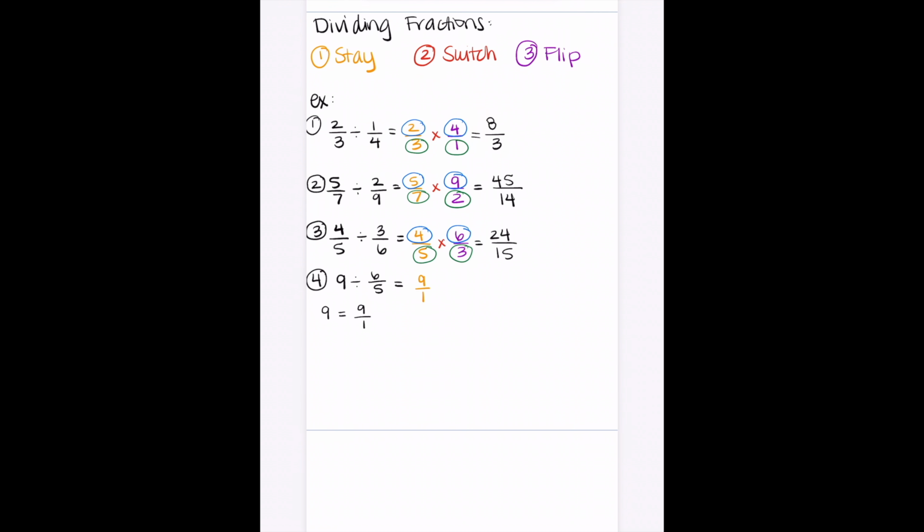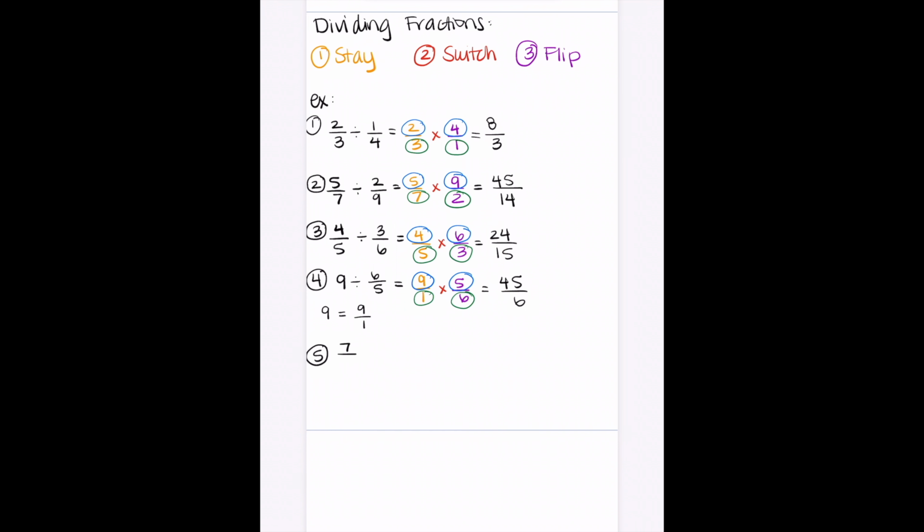We're going to keep the 9/1. We're going to switch division and multiplication, and we're going to flip our fraction to 5/6. So same as before, we'll multiply our numerators together, 9 times 5, and our denominators together, 1 times 6. So we will get 45/6.